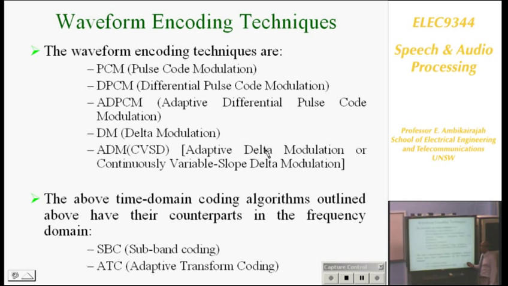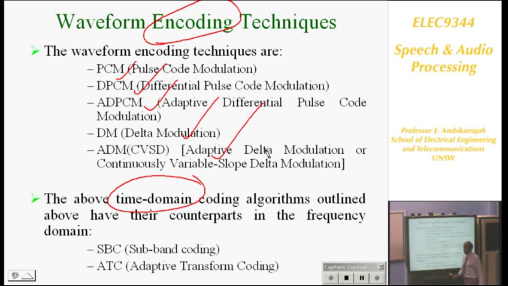Waveform encoding techniques are PCM, pulse code modulation, and then differential pulse code modulation. You should look at some of the text to understand this in more detail. Then adaptive differential pulse code modulation, which adaptively changes the step size, and then delta modulation, and adaptive delta modulation. All these techniques are called waveform encoding techniques, and they are time domain techniques. They are working on the time samples.